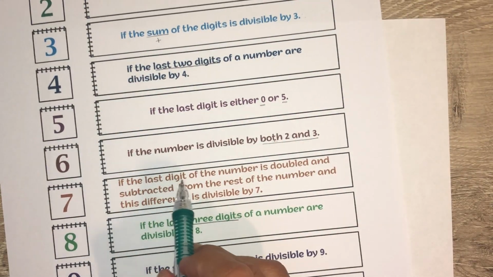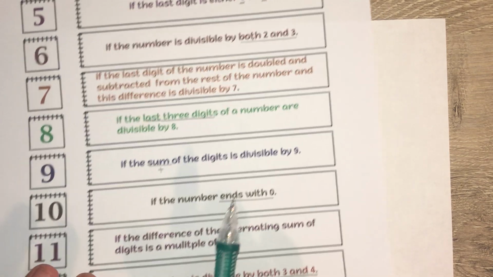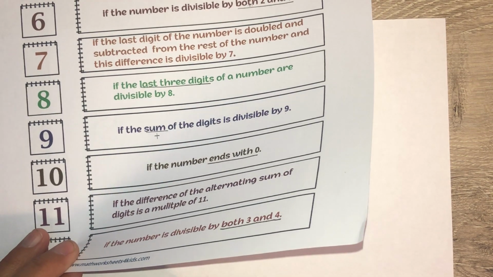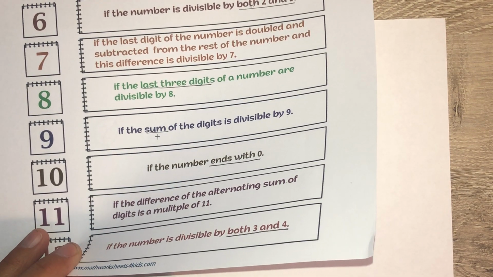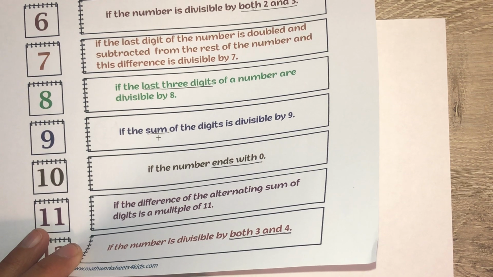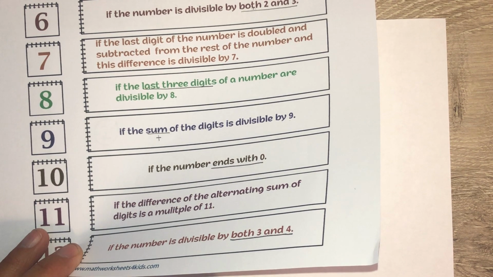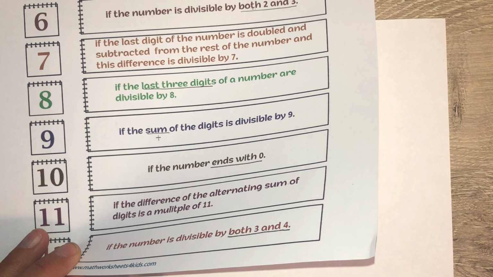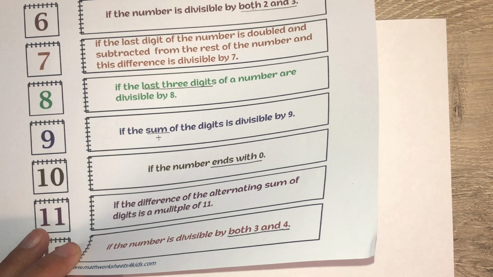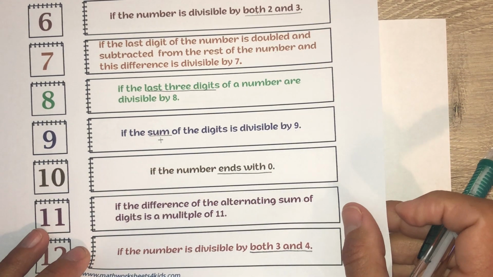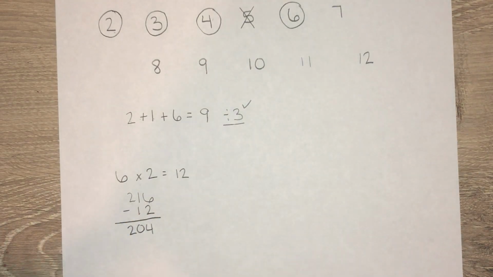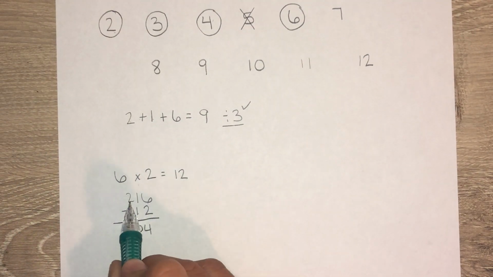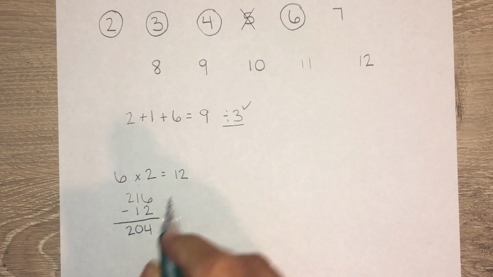Let's see if we can use this funky rule for number 7. If the last digit, which would be a 6, is doubled, 6 times 2 is 12, and subtracted from the rest of the number, 216 minus 12 is 204. And the difference is divisible by 7. So my work is right here. I did 6 times 2 is 12. 216 minus 12 is 204.